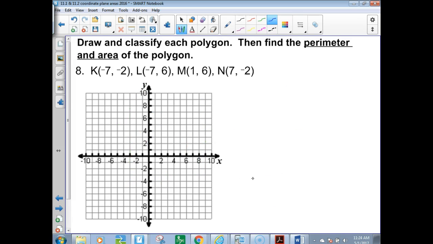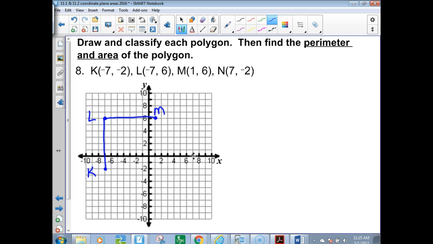Okay. Draw and classify the next polygon. So let's plot away here. -7, -2. -7, 6. Oh, it went straight up. So L, 1, 6. Another straight line to M. Not just straight line, all the lines are straight. It's just that it's a vertical then a horizontal.